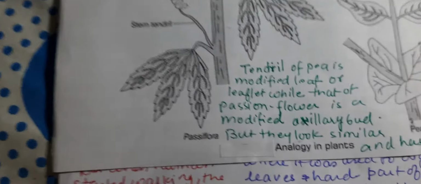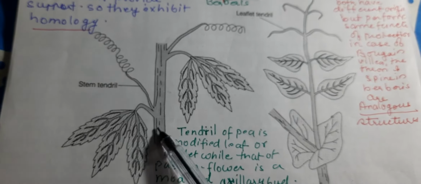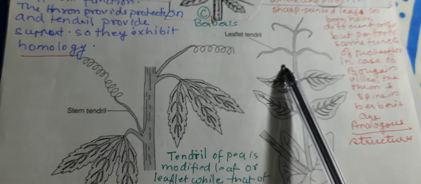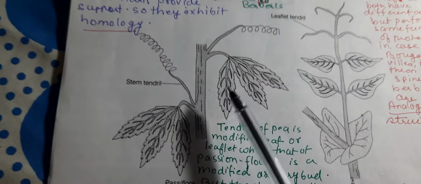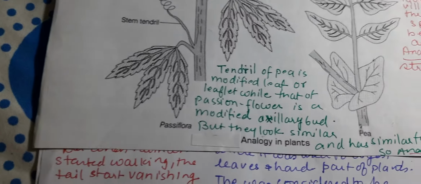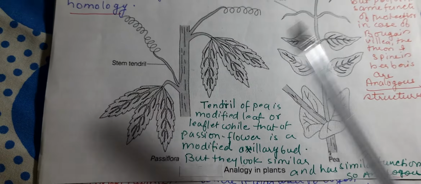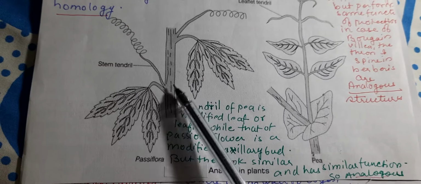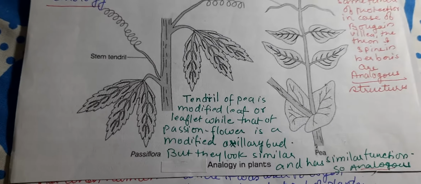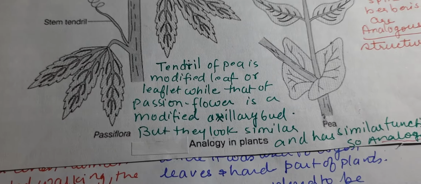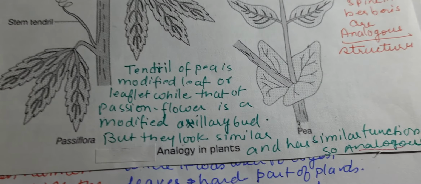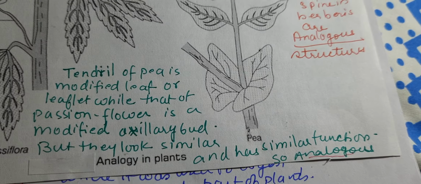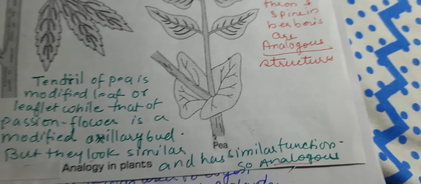Now you compare another, the tendrils over here and the tendrils. So this is modification of leaflet at the apex region, they are arising. Here again the axillary bud. So function is same, and they have different origin. So tendril of pea is modified leaf or leaflet, while that of the Passiflora is modified axillary bud, but they look similar and have similar function. So they are analogous.